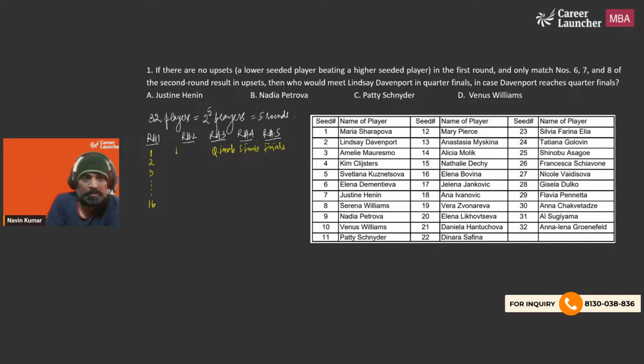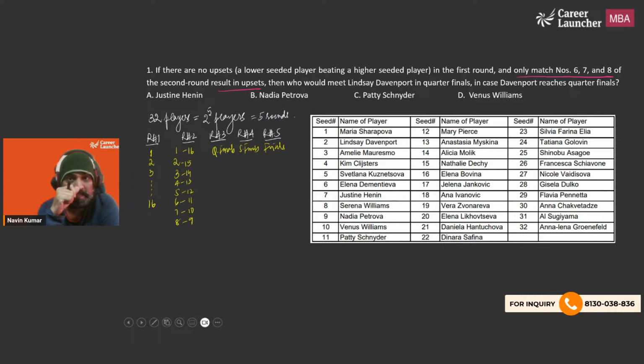Now, in the second round, the matches are going to be played between seed numbers 1, 2, 3, 4, 5, 6, 7, 8 against 9, 10, 11, 12, 13, 14, 15, and 16. Now, about this particular round, it is mentioned that only match number 6, 7, and 8 result in upsets. Only, which means the other matches did not result in an upset.